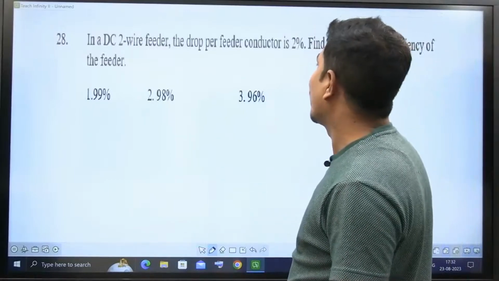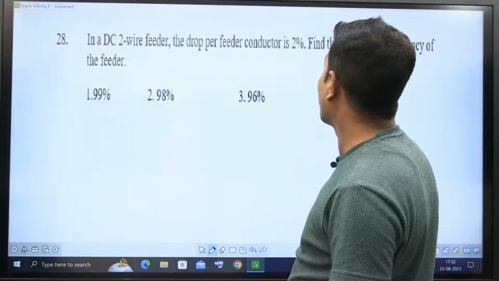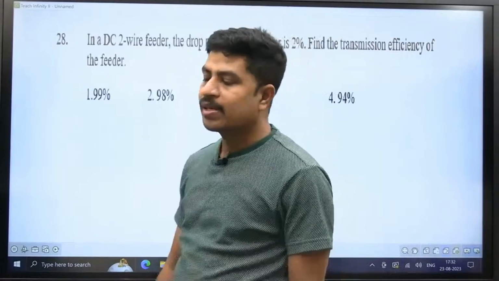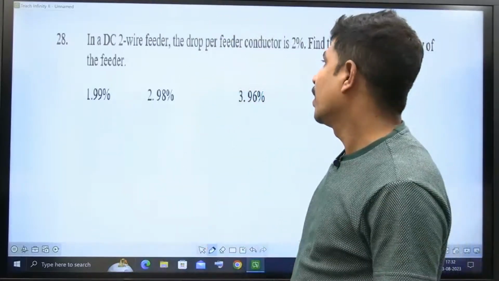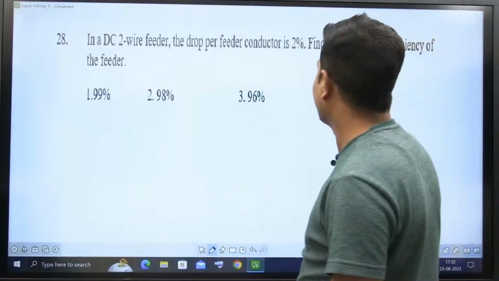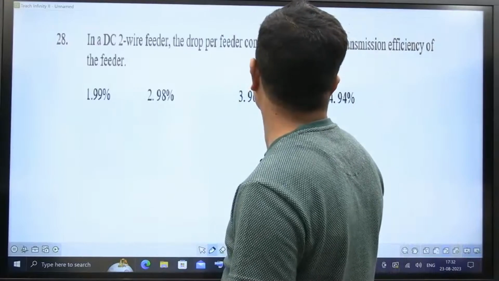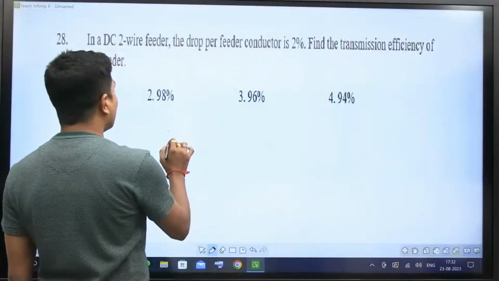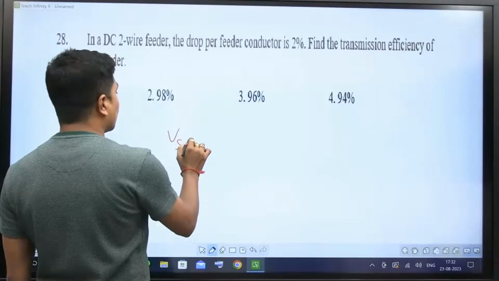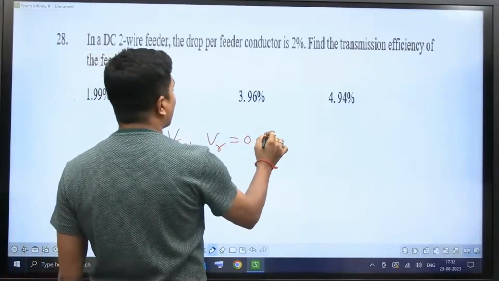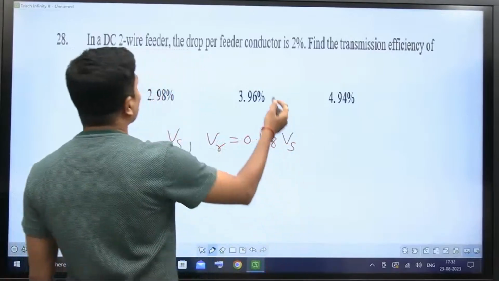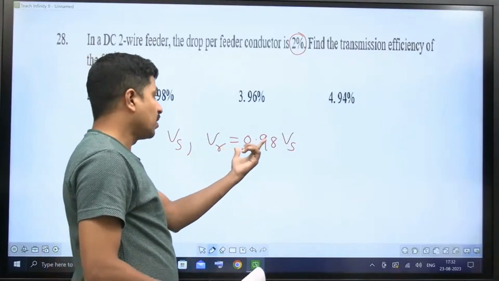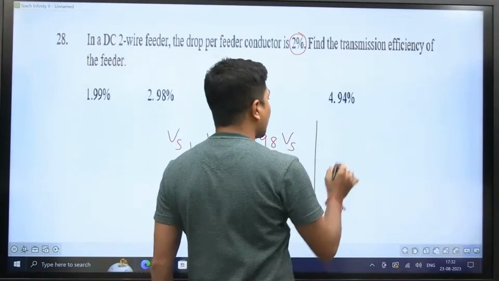In a DC two-wire feeder, the drop per feeder is 2%, then the transmission efficiency of the feeder is dash. We'll solve it. Find the transmission efficiency of the feeder. Now VS is the sending end voltage. VR is equal to 0.98 times VS, because the drop is 2% in the voltage. Then if the sending end voltage is VS, the receiving end voltage will be 0.98 times VS. Now, what is efficiency?